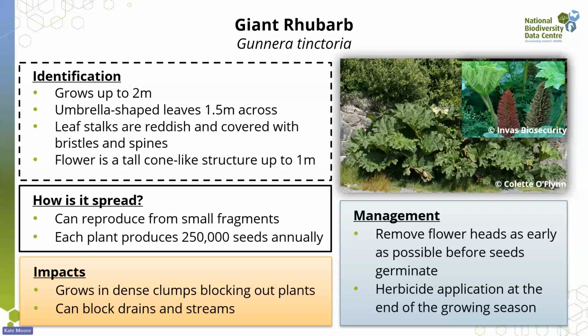Giant rhubarb is another large invasive plant species. It grows up to 2 meters and it has umbrella-shaped leaves that measure 1.5 meters across. Its leaf stalks are reddish and covered with bristles and spines, and it produces a cone-like flower that can grow up to 1 meter. Again, this one is spread through small fragments and can produce a huge number of seeds annually. And it tends to grow in clumps, blocking out other plants, and it also is known to block drains and streams.